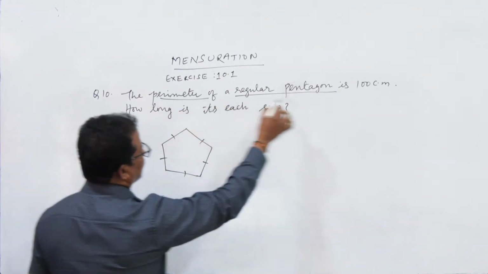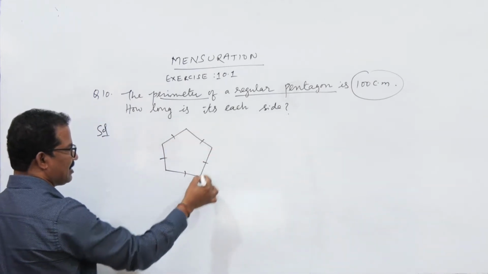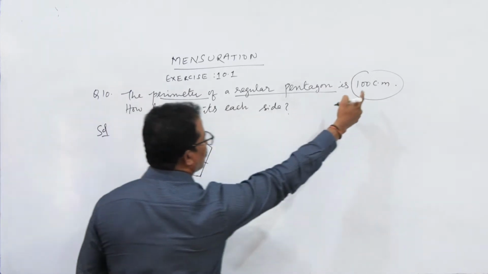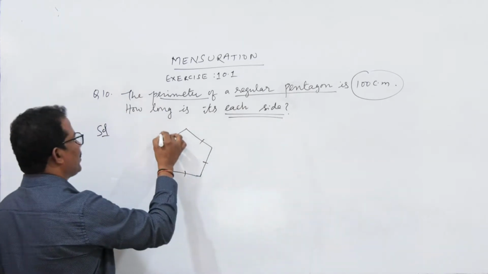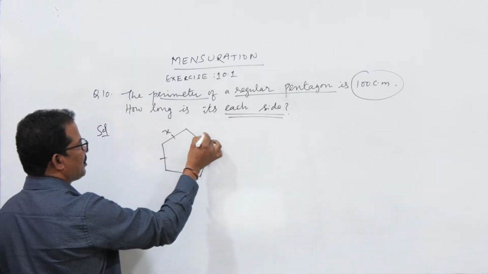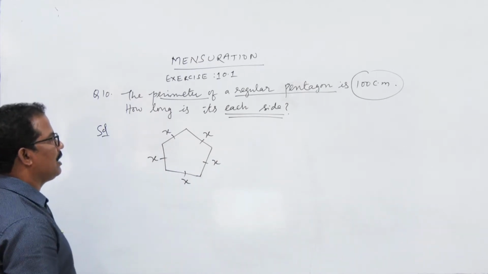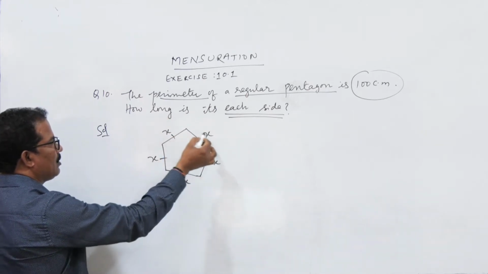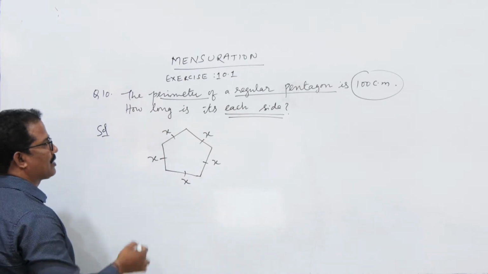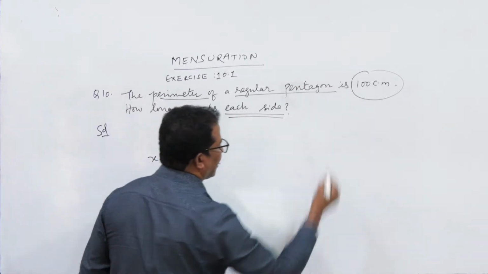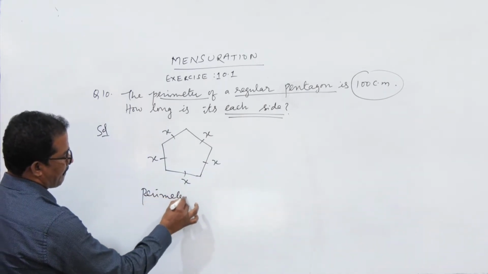It is regular means all the sides are equal. So its perimeter is given. What is the perimeter here? 100 centimeter. That means this length plus this length plus this length plus this length plus this length is equal to 100 centimeters. And how long is its each side? We don't know. Suppose you take each side as x. Then this side also x, this side also x, and so on. So how many x's are here? 1, 2, 3, 4, 5. The total sum of these 5 x's is 5x, and that total length is 100 centimeter. So by using the given perimeter, we can find the side.